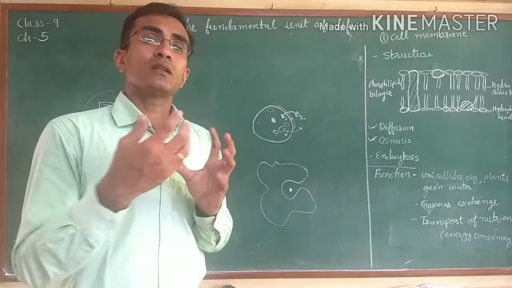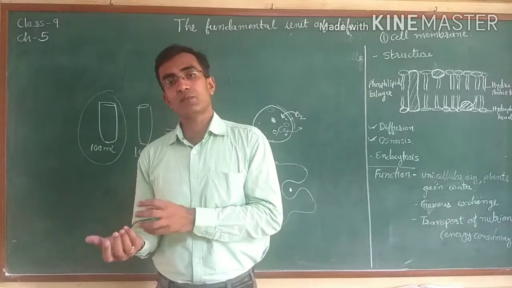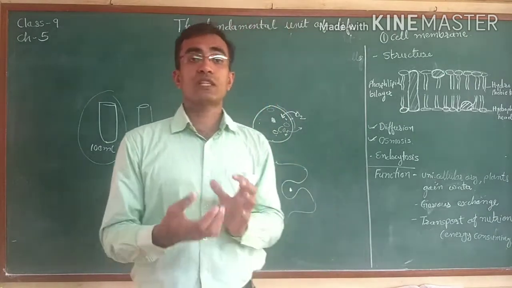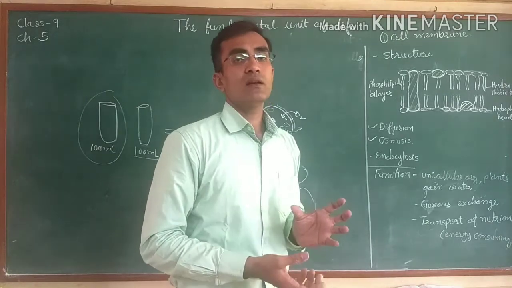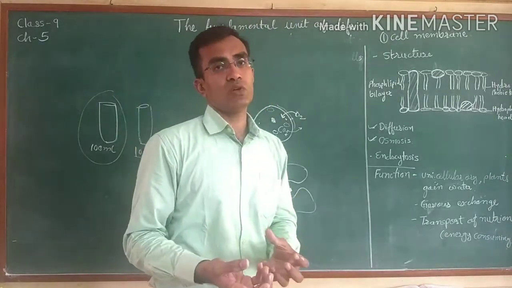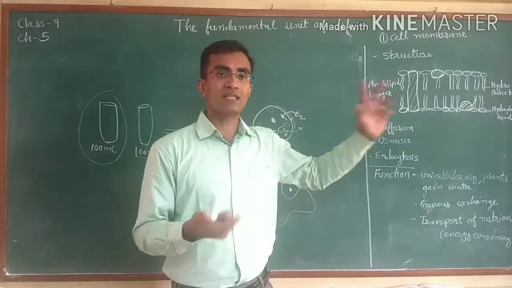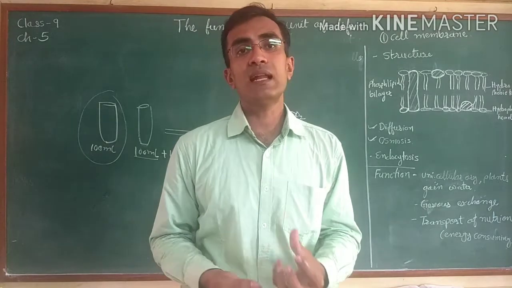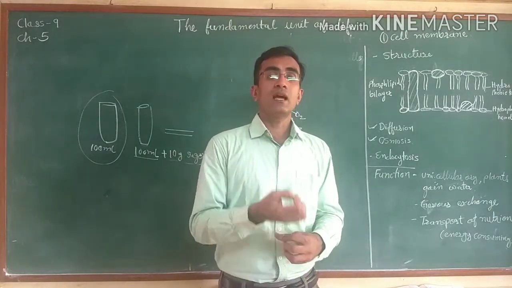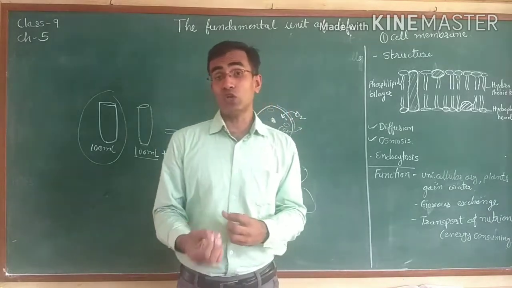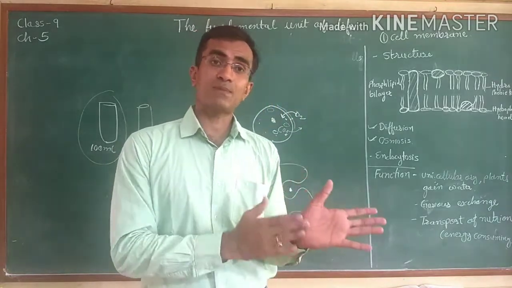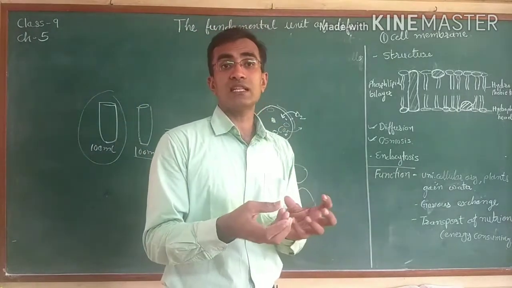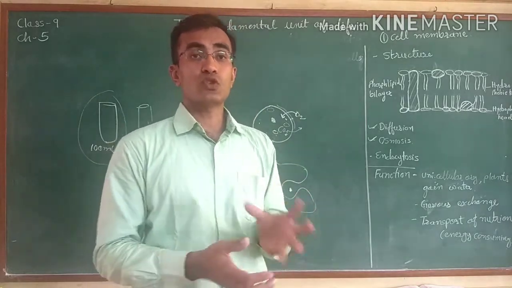What are the functions? The cell membrane is involved in the transport of gases, or we can say oxygen, so they can fulfill the oxygen requirement of the cell. Carbon dioxide molecules exit the cell through the cell membrane. Third, some unicellular organisms as well as plant cells absorb water molecules through the cell membrane.